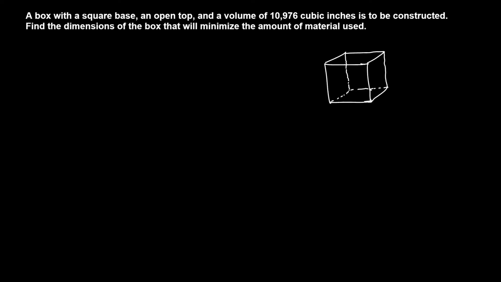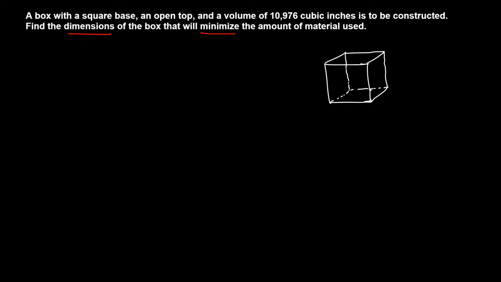Now the question is find the dimensions, that means length, width and height of the box that will minimize the amount of material used. Okay, so amount of material that goes on sides, bottom, front and back, right and left. So we want to minimize that amount. So first we need to assign the variables.